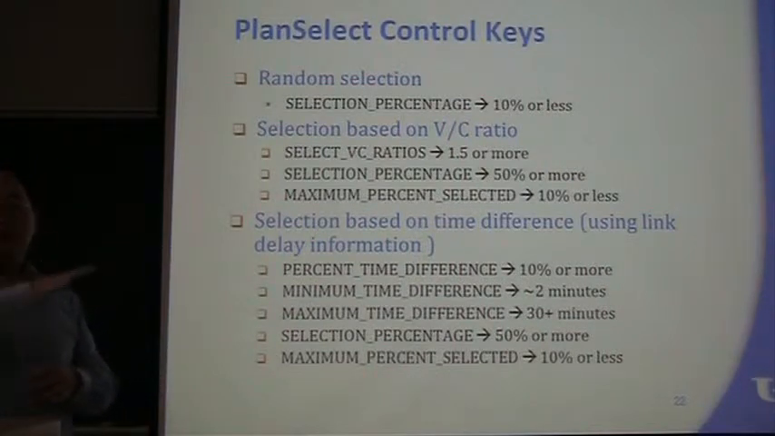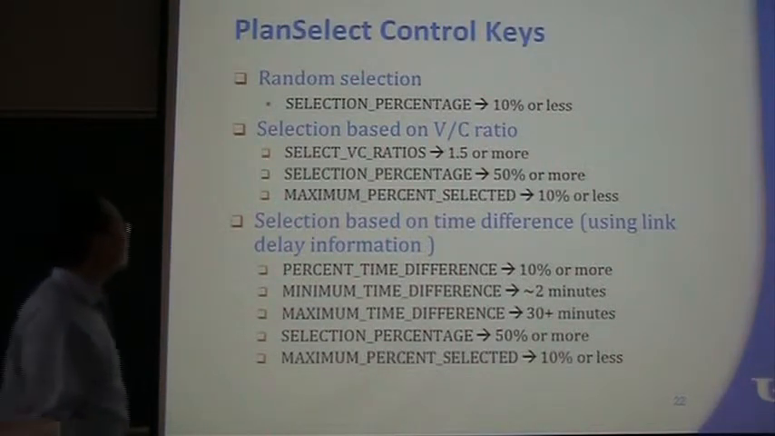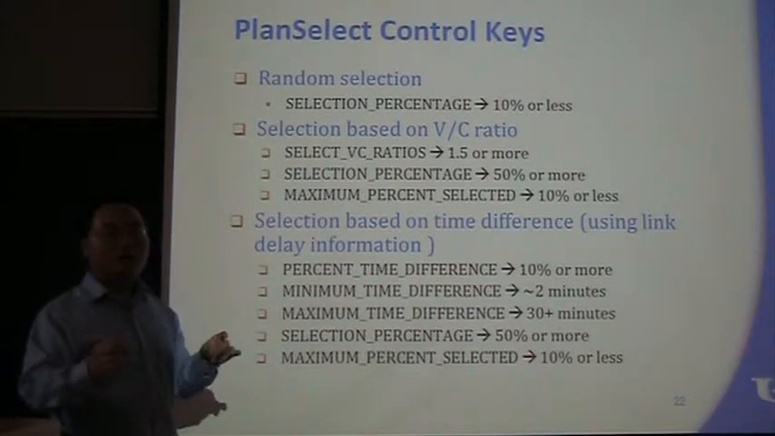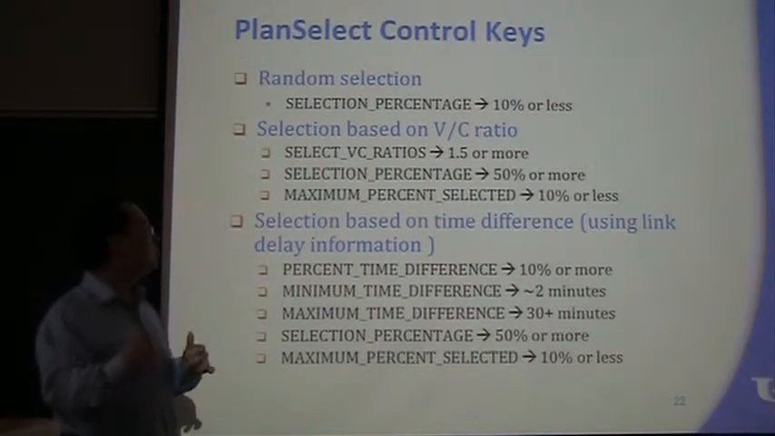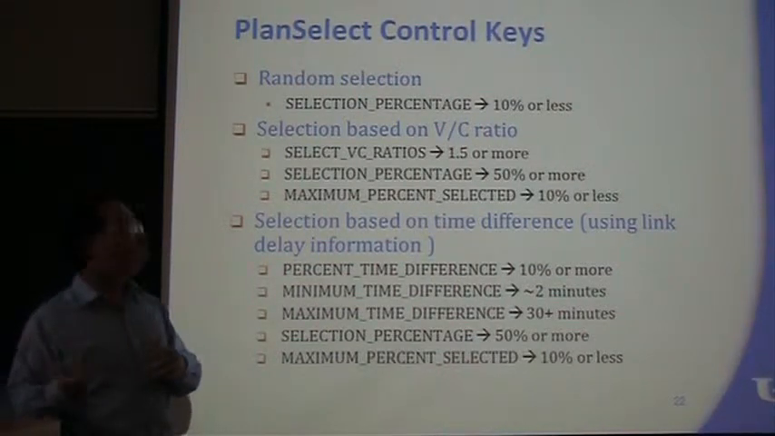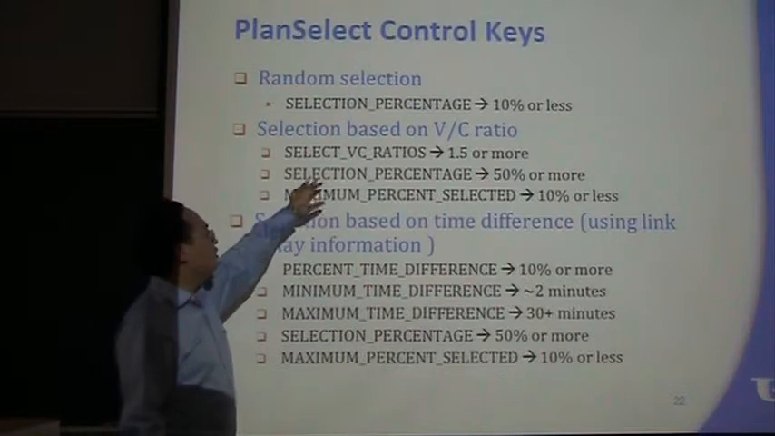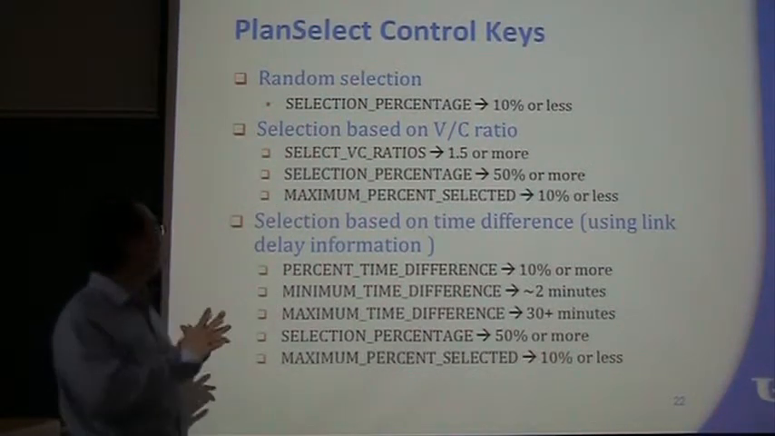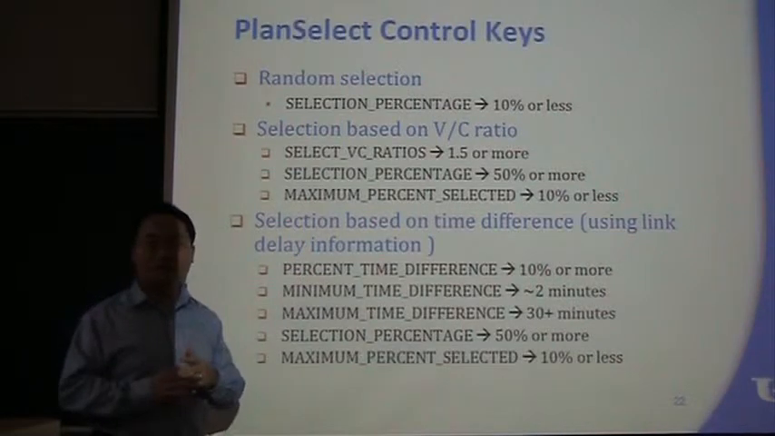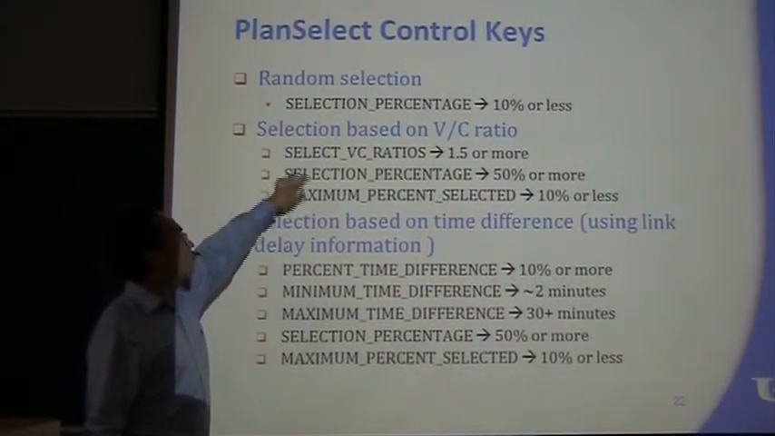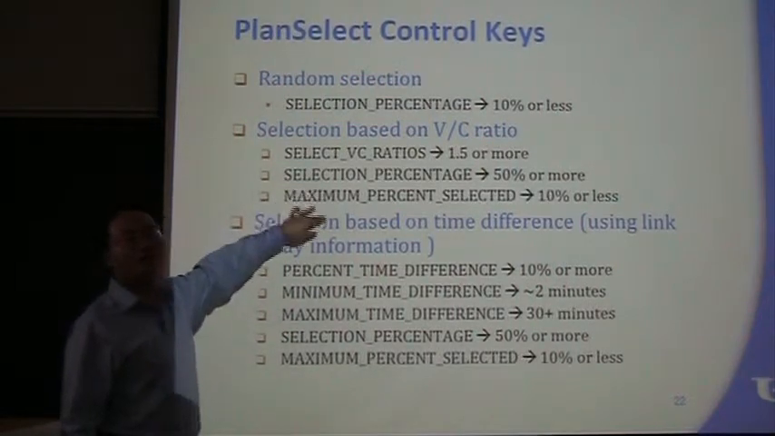Okay, volume over capacity. So we compare the links, and each link has a V over C ratio, or each path has a V over C ratio too. Then we can use this V over C ratio criteria to select some plans. So that's the second option. For this option, we have three keys to be defined.